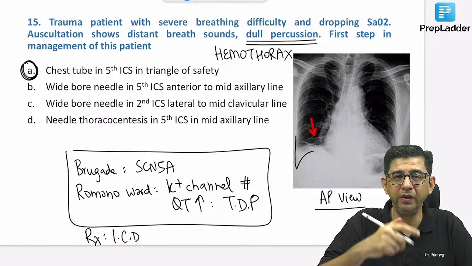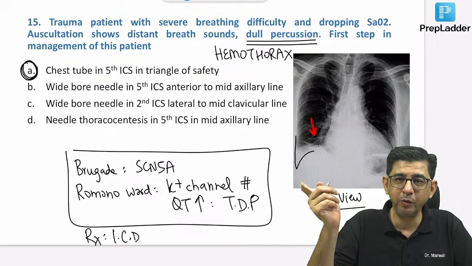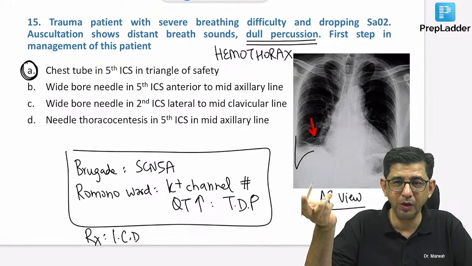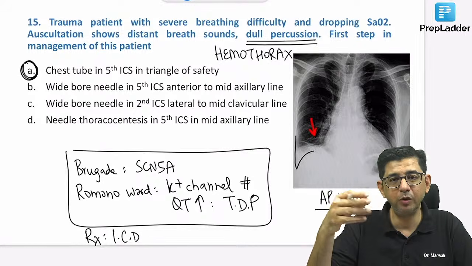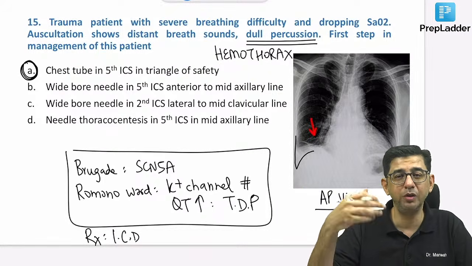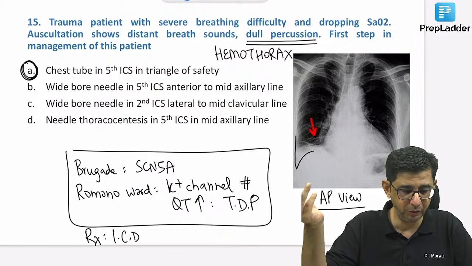The learning point for you guys is: don't directly say you'll put a wide bore needle. Do an X-ray first. You need X-ray evidence, because without it you can't be sure. Then subsequently you put a wide bore needle for a tension pneumothorax, in the fifth intercostal space, never an issue. This question was not on tension pneumothorax, guys. It is a hemothorax here.